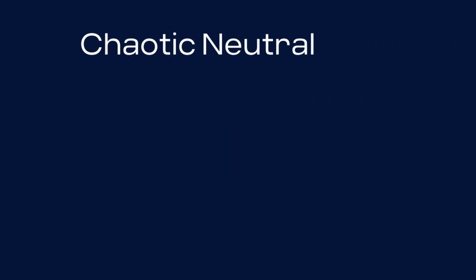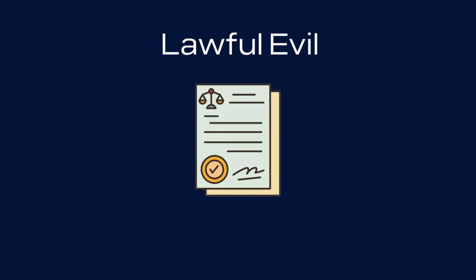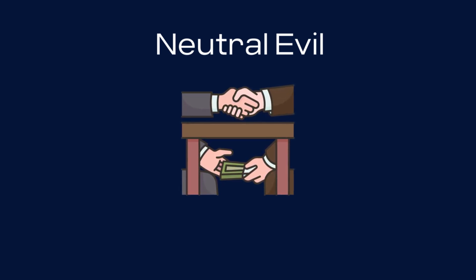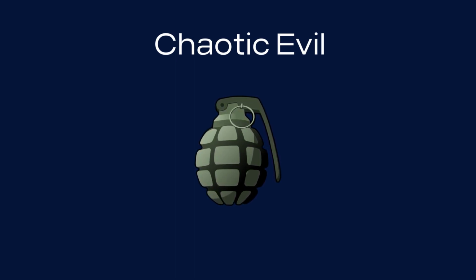Lawful evil personas manipulate the law to further their malevolent agendas. Neutral evil characters embrace wickedness and engage in criminal activities to achieve their goals. Chaotic evil individuals derive pleasure from inflicting pain and suffering.